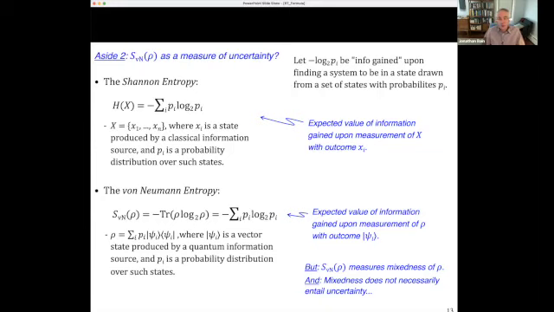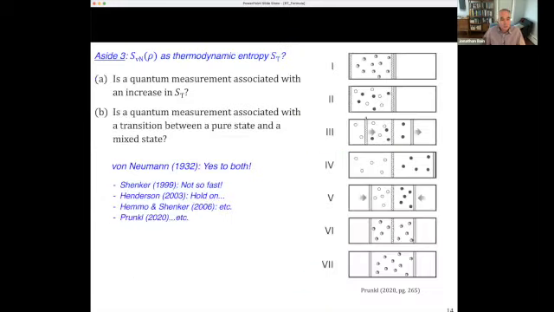All right, and as the last aside, there's also an interpretation of the von Neumann entropy as simply thermodynamic entropy, call it S sub T. And whether or not you subscribe to this interpretation seems to depend on your answer to the following two questions. First, is a quantum measurement associated with an increase in thermodynamic entropy? And second, is a quantum measurement associated with a transition between a pure state and a mixed state? And I take it von Neumann originally answered yes to both of these questions. And this was the motivation for him to initially introduce what we now call von Neumann entropy.